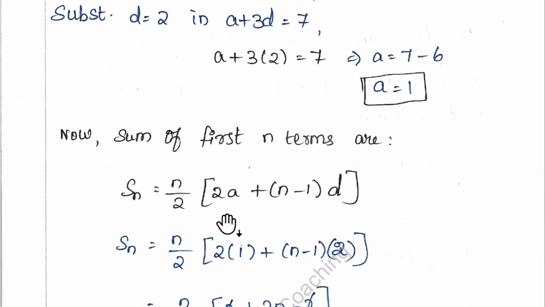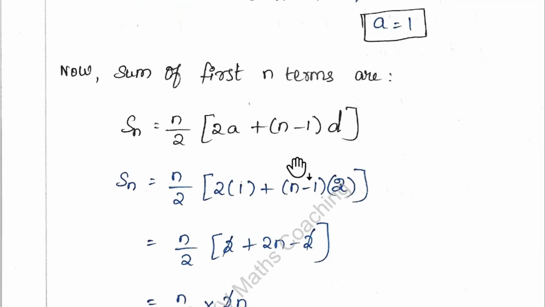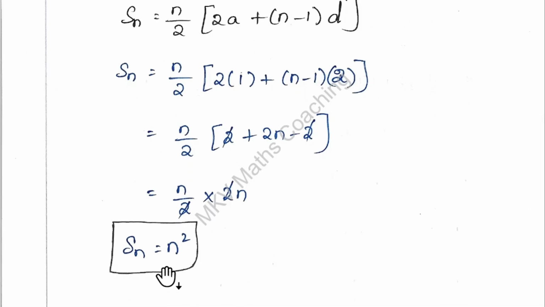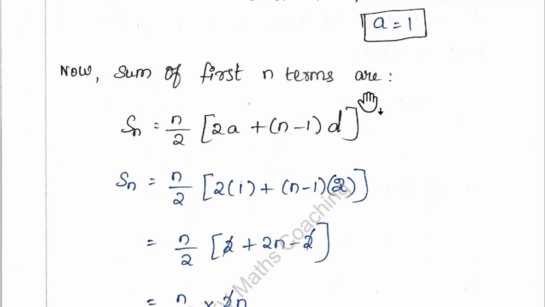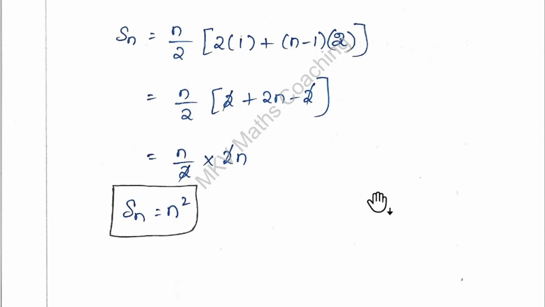Sn equal to n by 2, 2 into 1, right? A value is 1, n minus 1 into d value is 2. Just multiply this 2 inside, 2n minus 2, and this 2 will get cancelled, and you can just cancel this 2 and 2, and n into n is n square. So sum of n terms is n square. Okay, so whenever they ask you to find sum of n terms, keep the n as it is and substitute a and d values. Okay, you will end up with this.